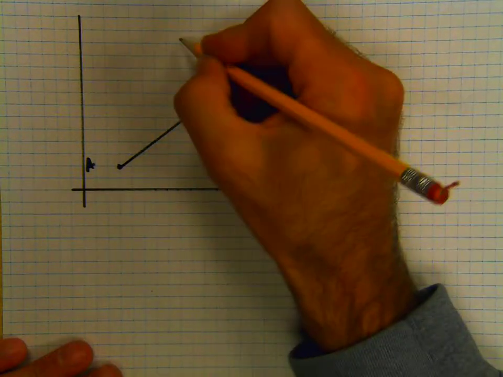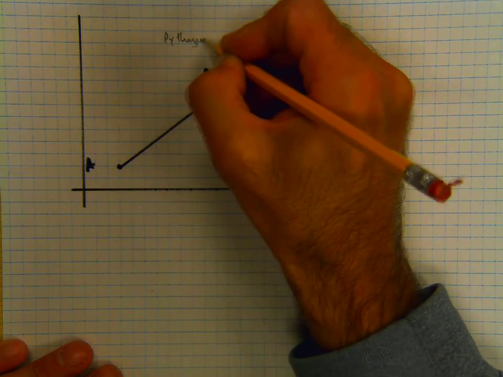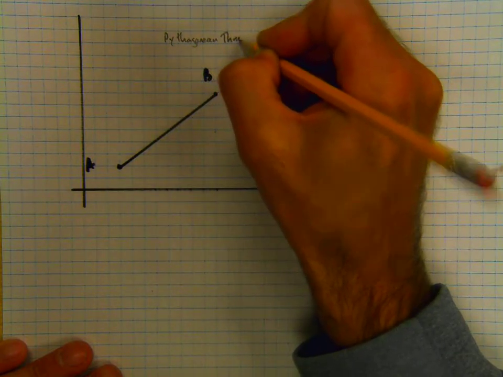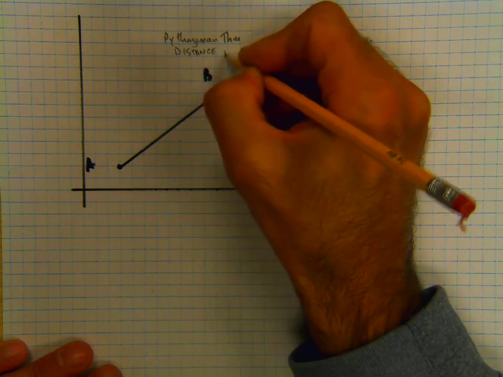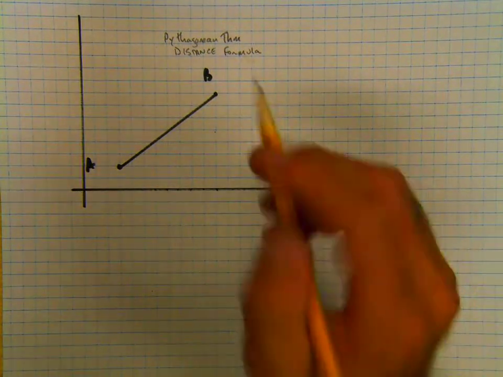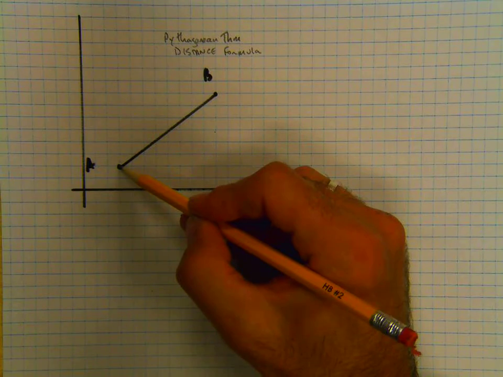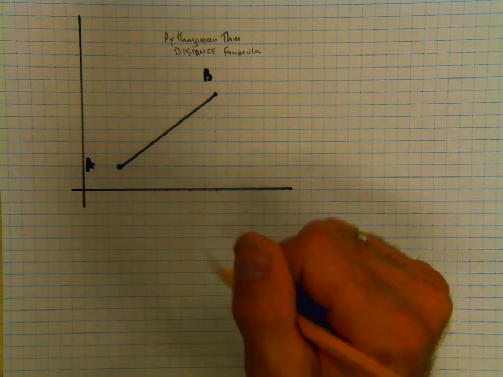We're doing some good math here. We're going to talk about the Pythagorean Theorem and the distance formula. Okay? So we want to find out the distance, or how long that is from point A to point B. So here's how we're going to do it.